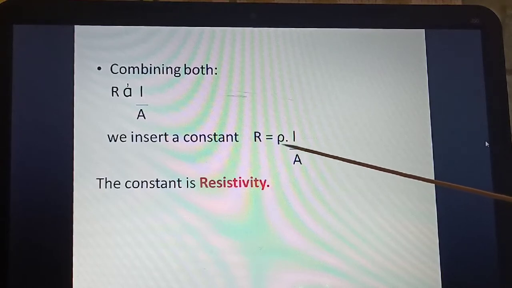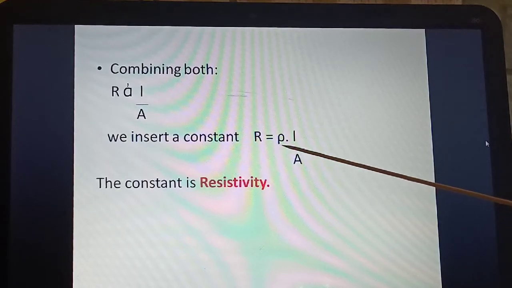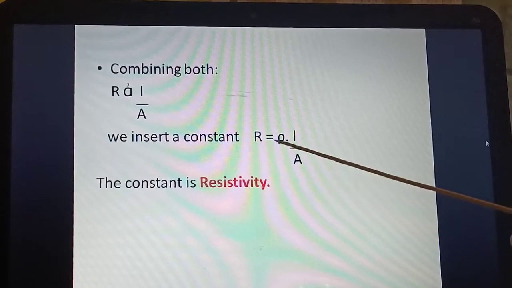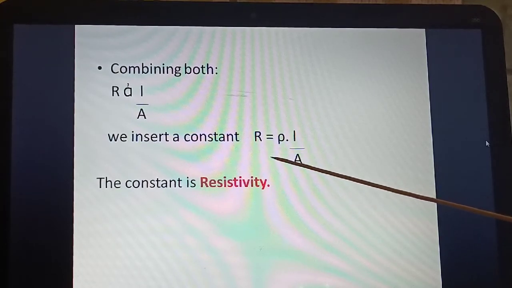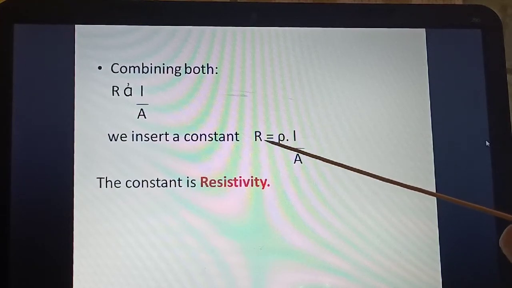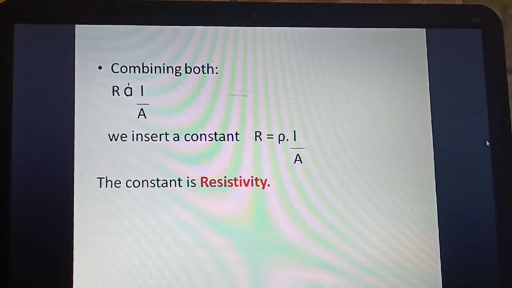It is not P, it is rho, called as rho. So rho is nothing but resistivity. The constant we call as resistivity. In Greek it is called rho, RHO. So when you write a constant, what happens? R equal to rho into L by A.